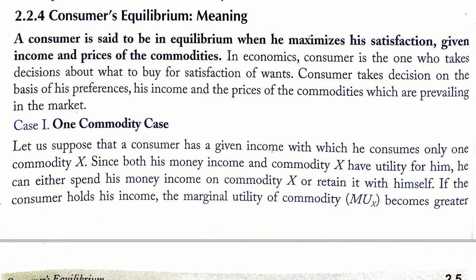What is the meaning of equilibrium? Equilibrium is the situation when the consumer feels that he has maximized his satisfaction at a given income and price, and he will no more consume any commodity. So whatever units of commodity he has consumed, he is satisfied at that level, that is consumer's equilibrium. Let us take the example of one commodity.